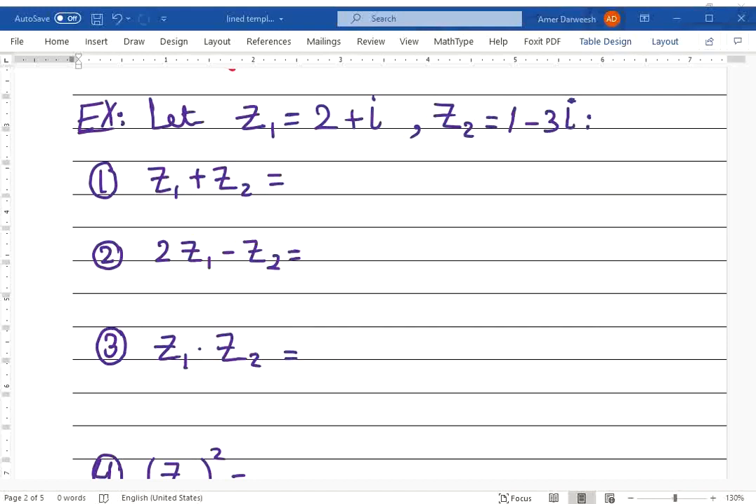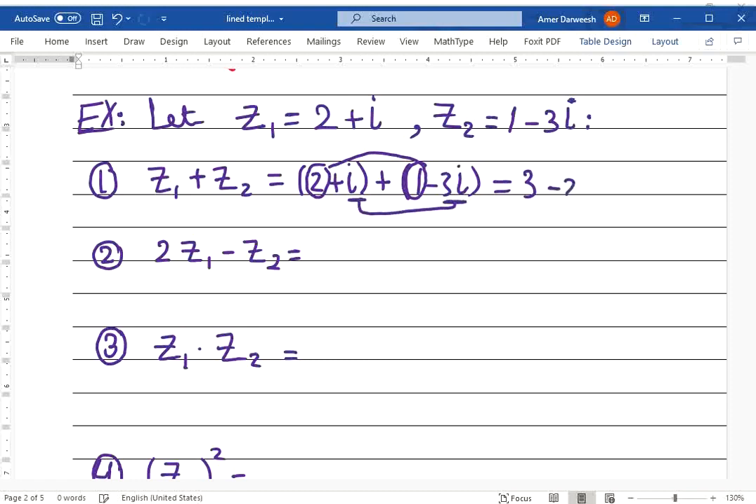الإكزامبل كما يلي. بيحكي let z1 equals 2 plus i and z2 equals 1 minus 3i. Find z1 plus z2. So to find the sum of two complex numbers, we're going to find the sum of real parts and imaginary parts. So we add 2 plus i with 1 minus 3i. Now we add real part with real part together, so we have 3, and now imaginary part with imaginary part, we have minus 2i. So the answer is 3 minus 2i.